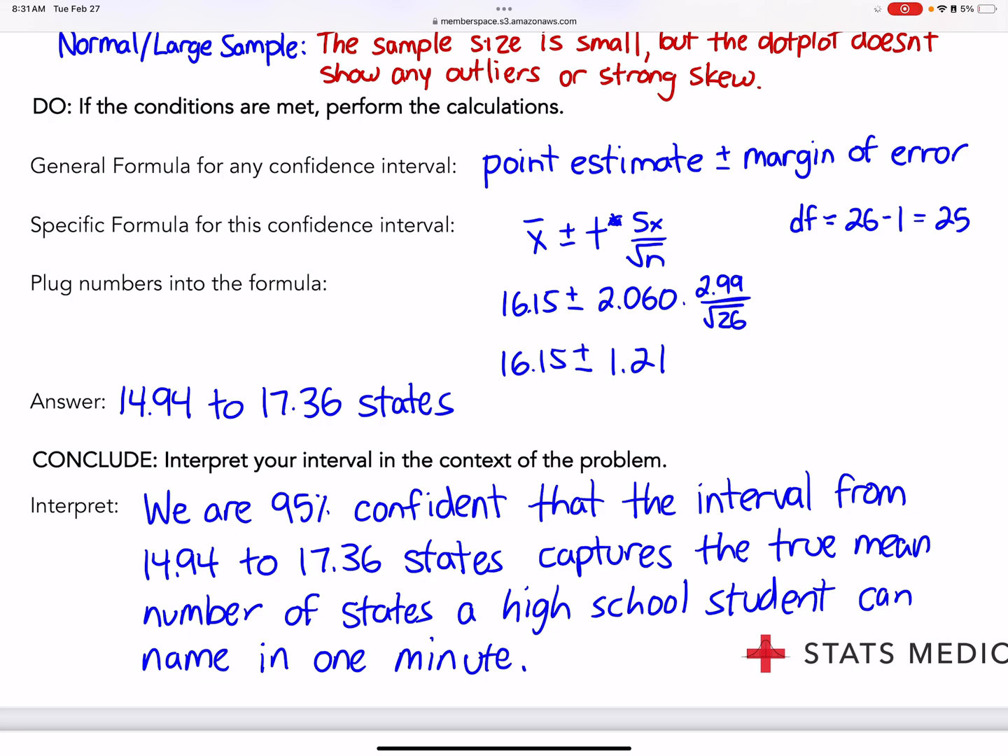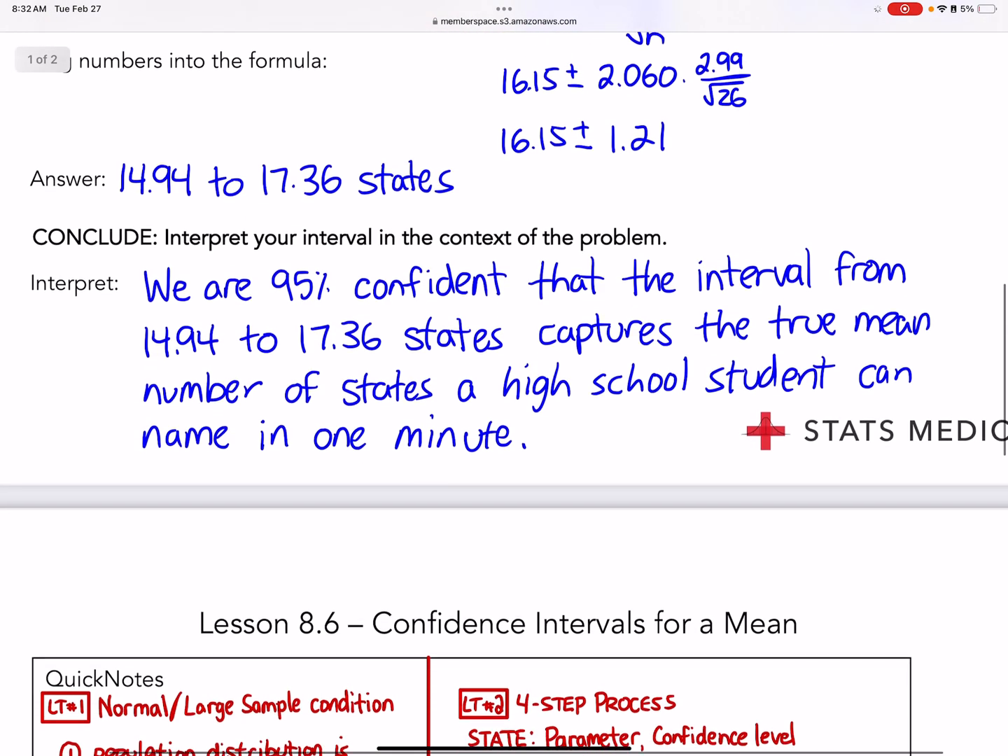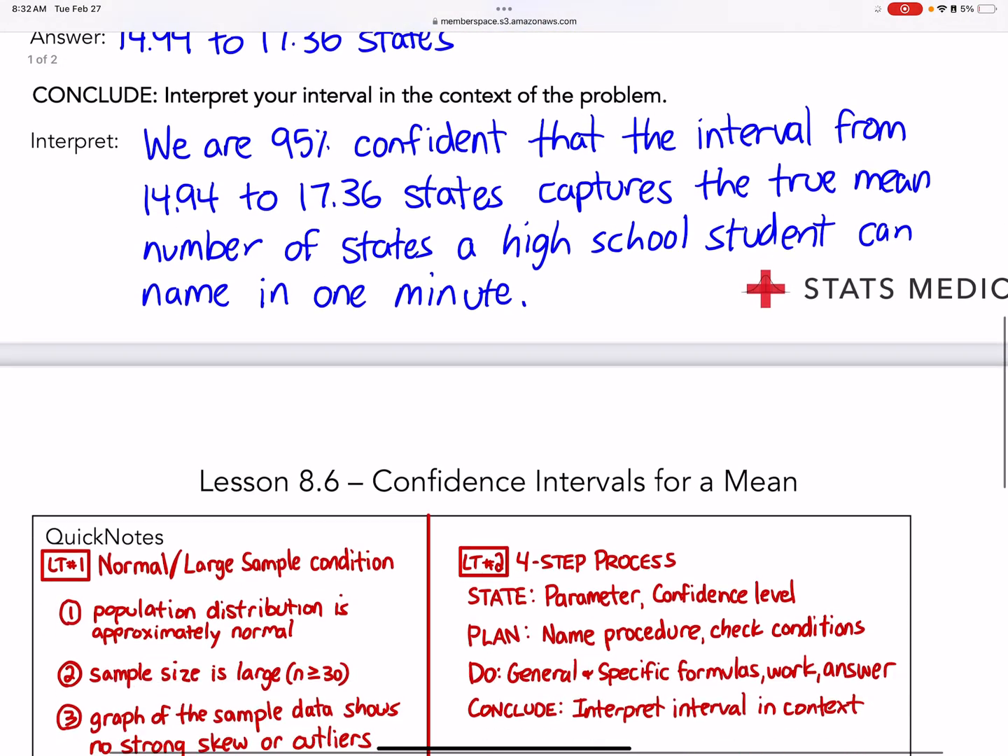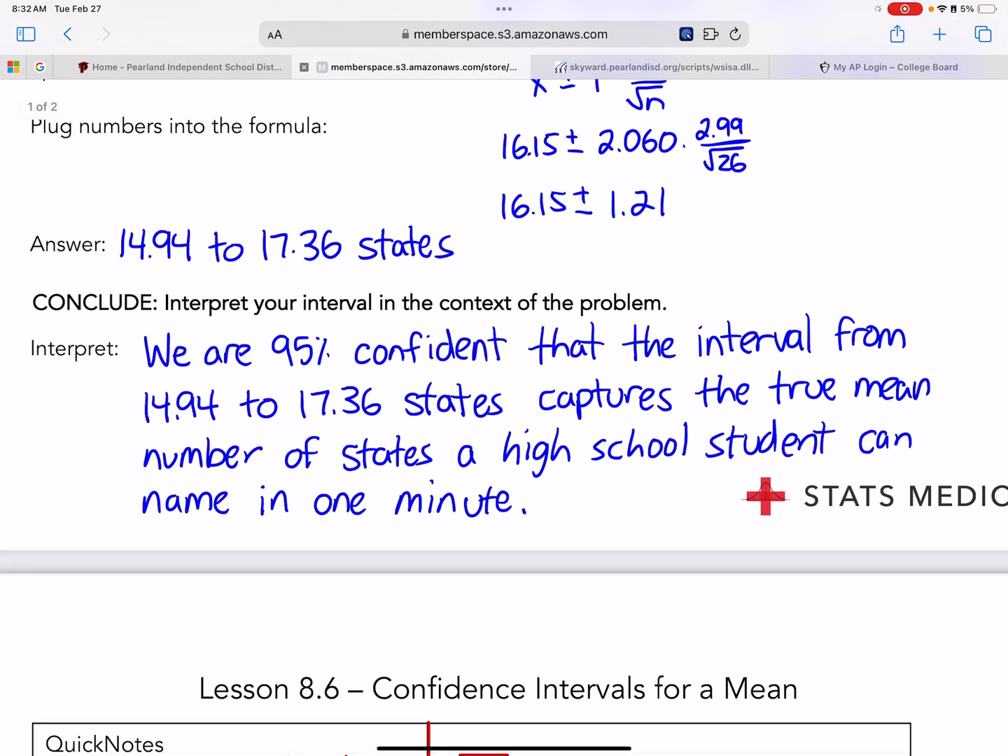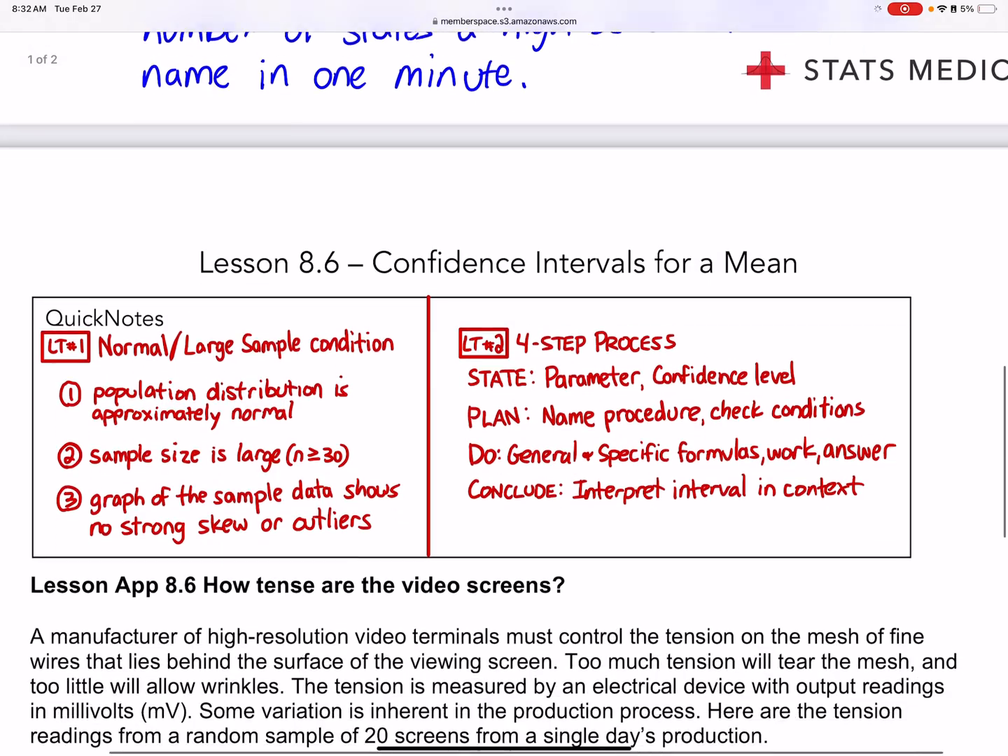So guys, what I'm saying is if I ask 100 students, then we are 95% confident that the true mean is going to be contained between 14.94 and 17.36 states. If I had 100 confidence intervals, excuse me, I said that backwards. Of 100 confidence intervals, the true mean would be contained in 95 of those.